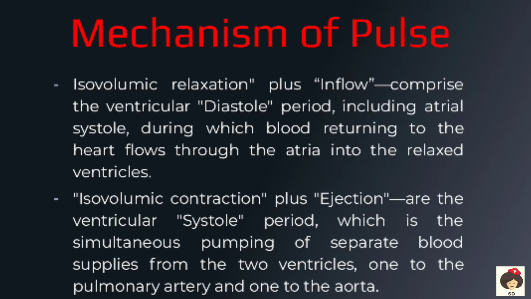In this, the two stages, isovolumic relaxation and the inflow, comprise the ventricular diastole period, and during this ventricular diastole there will be atrial systole, because the atrium will contract and send the blood towards the ventricle. So the ventricle will dilate, that is diastole, that is relax, but the atrium will contract. During this, blood returning to the heart will flow through the atria into the relaxed ventricles.